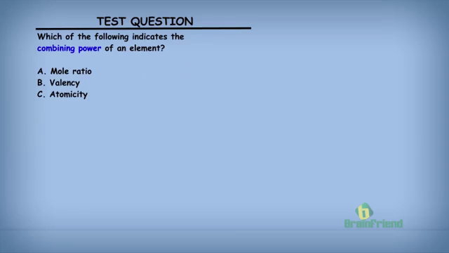Which of the following indicates the combining power of an element? A, mole ratio. B, valency. C, atomicity. Well, if you chose B, then your answer is correct. Valency indicates the combining power of any element.